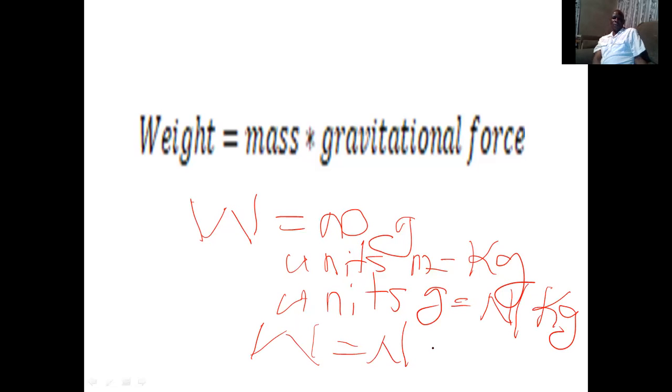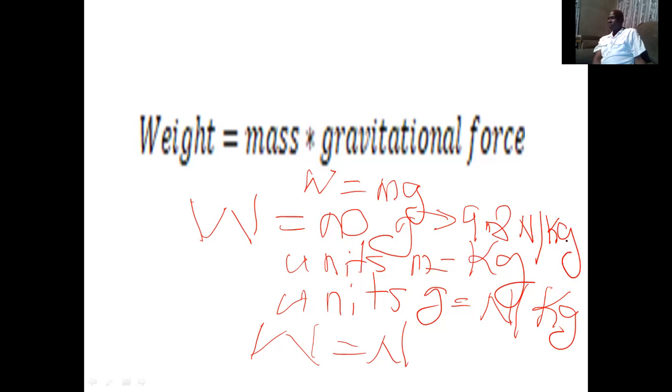I think this is very important because we need to know the unit of each quantity. If you are given the mass, the weight is equal to mass multiplied by gravitational field strength. The gravitational field strength on Earth is approximately 9.8 newtons per kg. So this is very, very important.